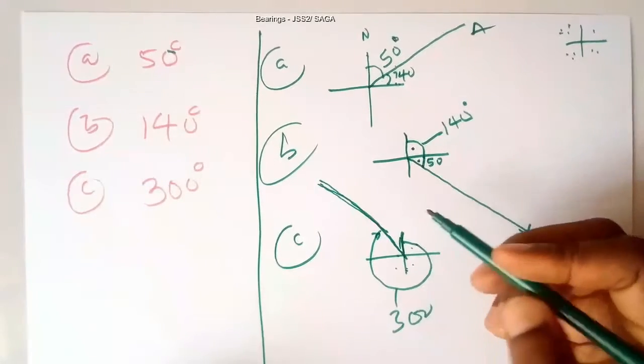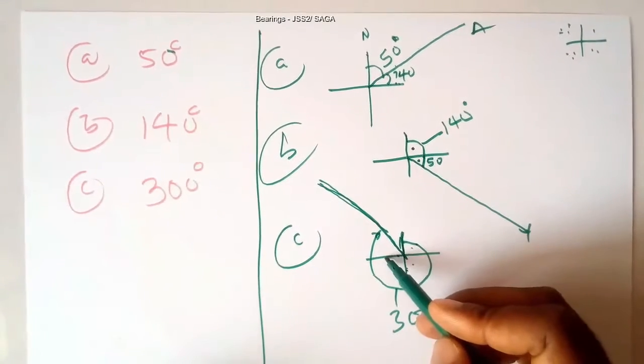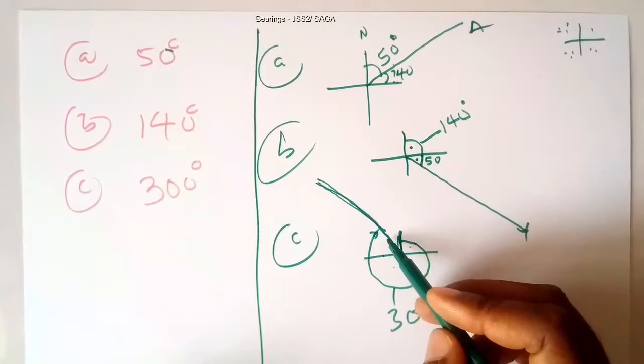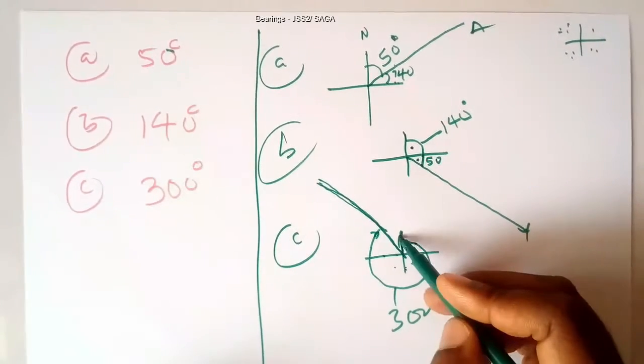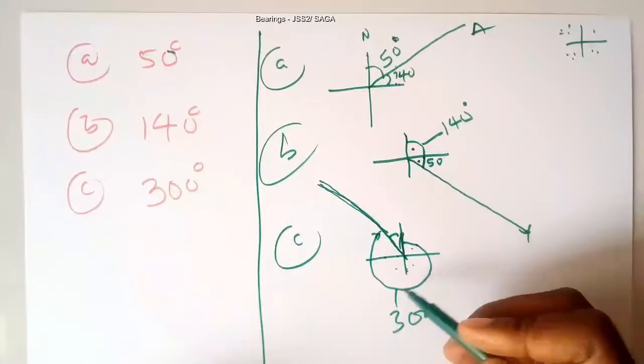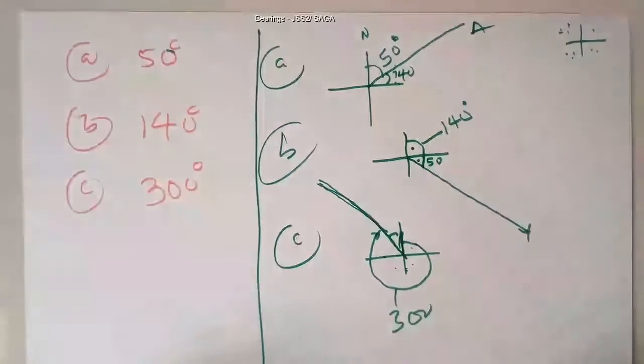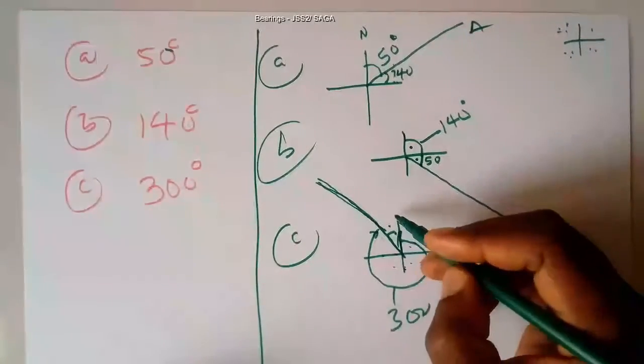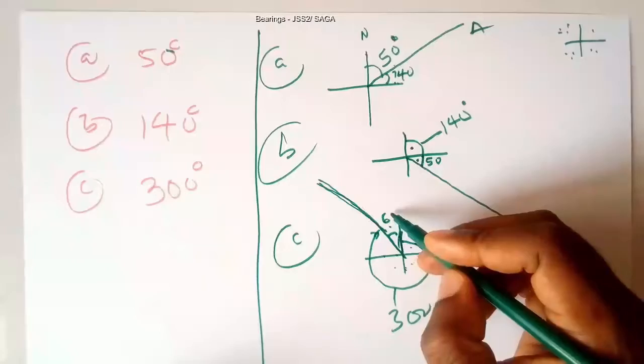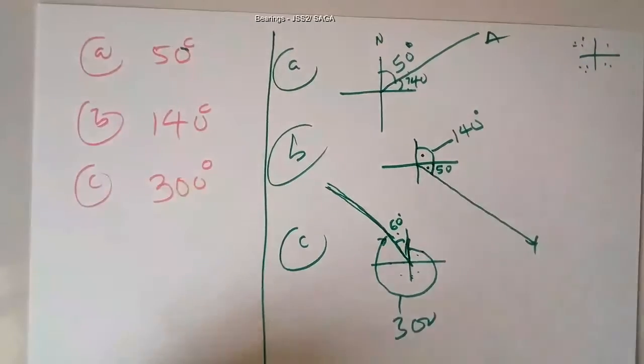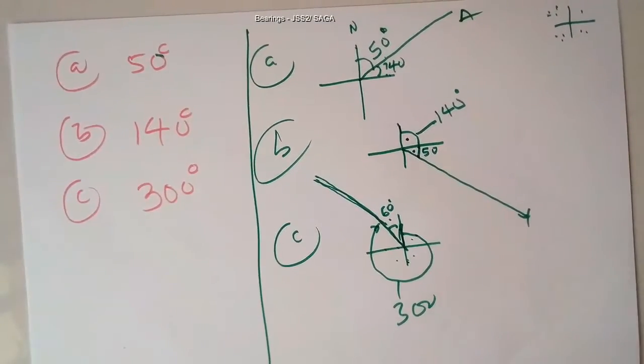If that is the case, from here to here is 270, and from here to here is 300. This part should be what? Remember, out of 360 we have taken 300, so this small part should be 60 degrees. Okay, it is very necessary. So that's how to calculate bearing.